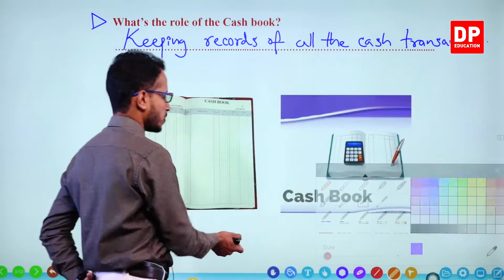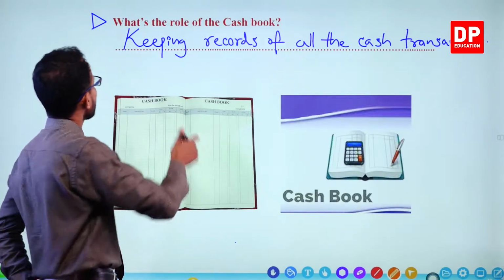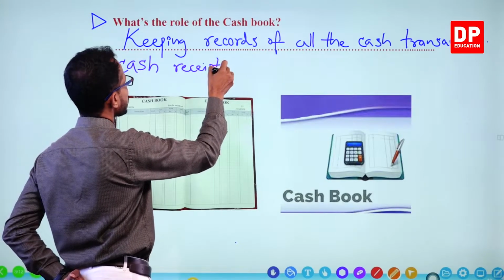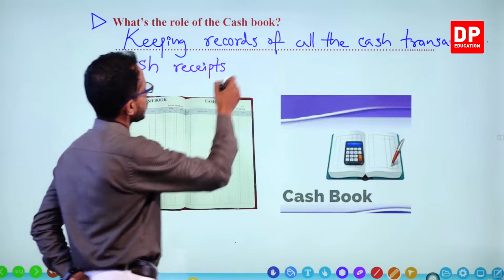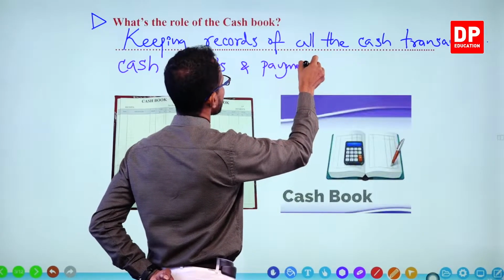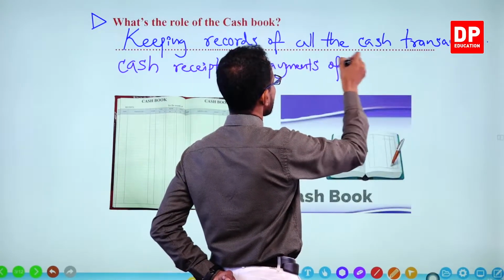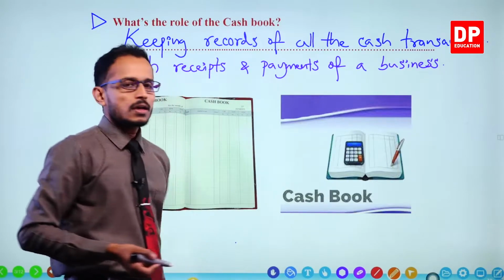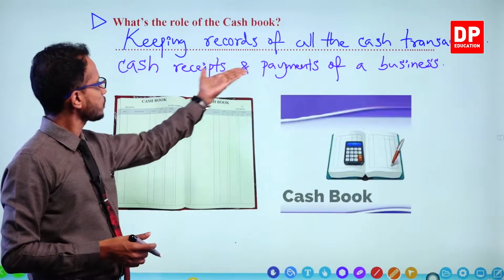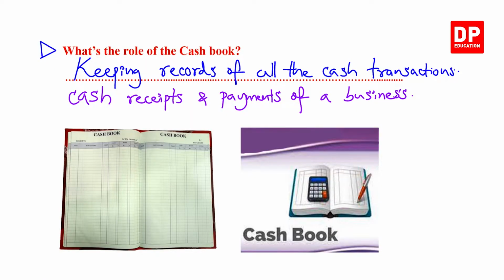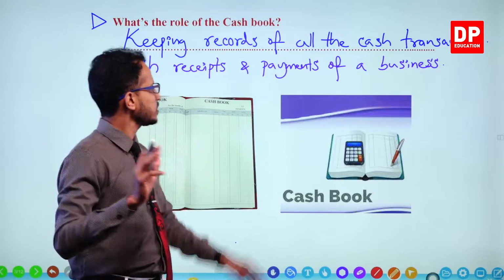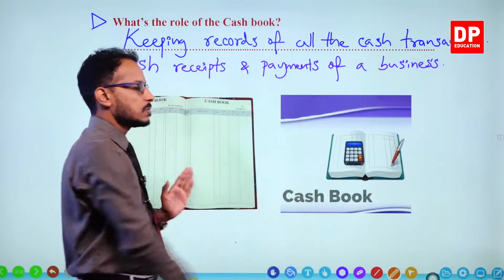Further, if you want to elaborate, if you want to go into detail, you can say cash receipts and payments of a business. There you go. That is the role of the cash book. Keeping records of all the cash transactions. Okay. Cash receipts and cash payments of a business. All the transactions related to cash receivings and payings are recorded in a cash book.